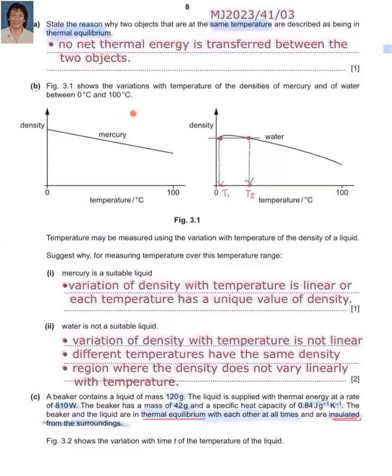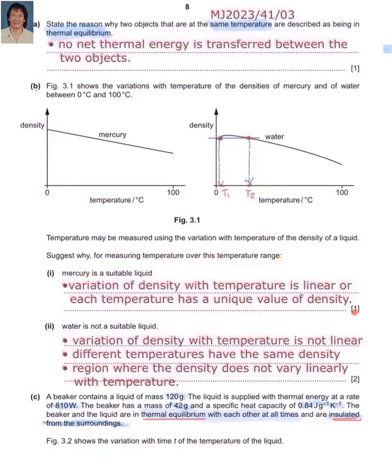Examples of properties include density of a liquid, which is used in this question, volume of a gas at constant pressure, resistance of a wire, EMF of a thermocouple. We will also discuss the conditions for any of the mentioned properties to be used to measure temperature. So, suggest why for measuring temperature over this temperature range, mercury is a suitable liquid.